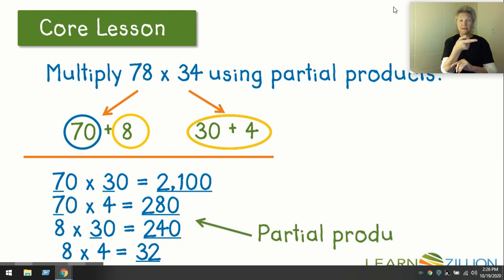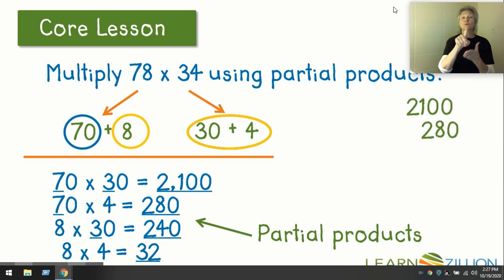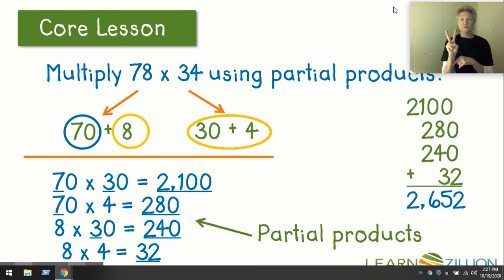These partial products are part of the final answer. So we must add these parts together to get the final whole answer. So we'll add 2,100, 280, 240 plus 32 to get 2,652. 78 times 34 is 2,652.